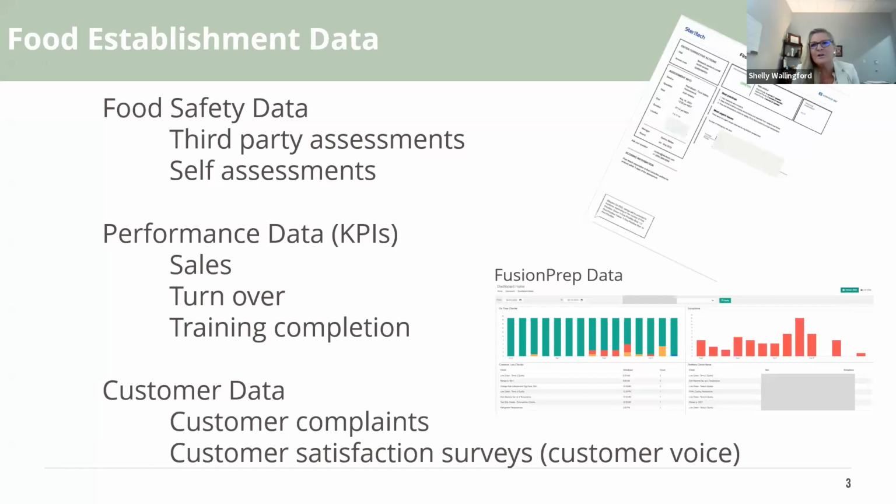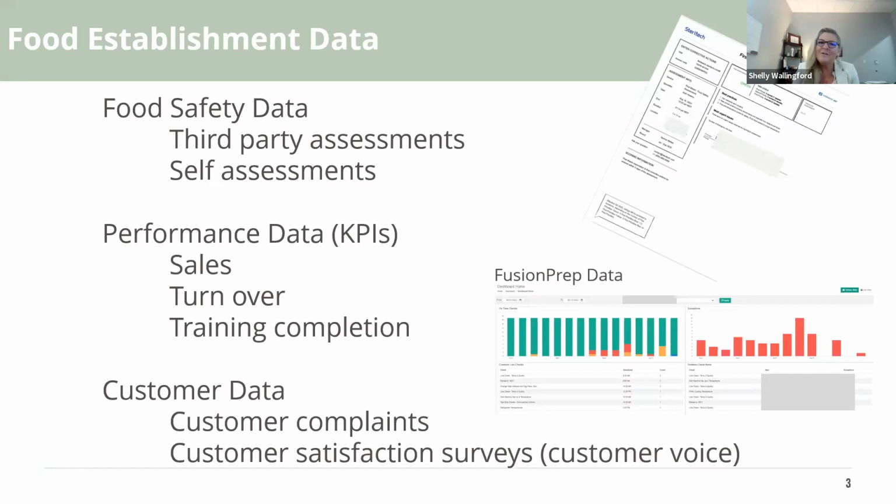I have on the screen here an example of a third-party assessment, and electronic fusion prep is used with some restaurants to gather data as relates to temperature checks and maybe some other self-assessments in the restaurants. And when you do it electronically, you can get better data to identify trends and gaps. A lot of restaurants are still using paper, which then makes that challenging.